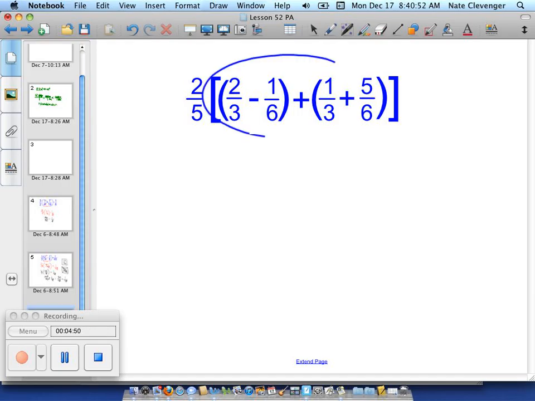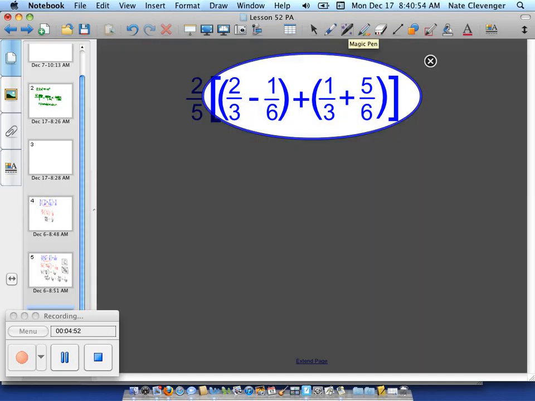We're going to look inside. I forgot what the bracket means. That's just grouping that part as one whole. So if we have this bracket here, then we go inside it and apply our order of operations inside it.